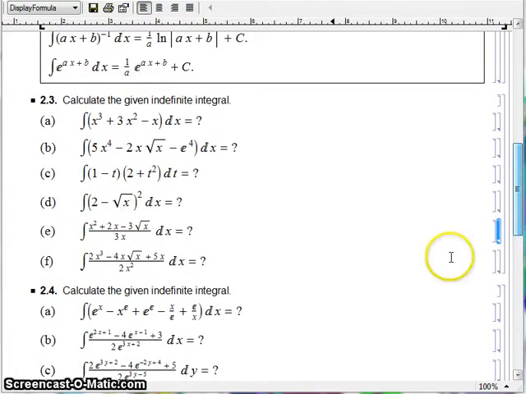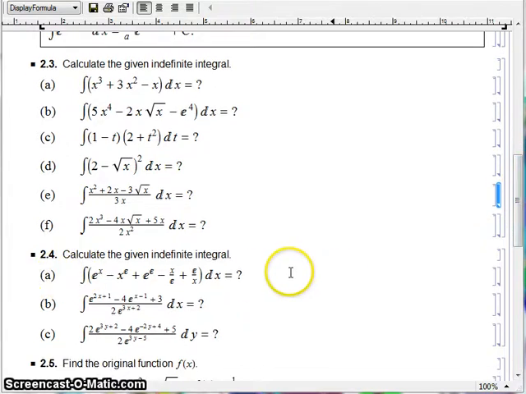Now let's talk about exponential functions. For warming up, let's talk about the first problem here. This one looks rather confusing because there are too many x's and e's. However, only the first function is an exponential function, e to the x power.